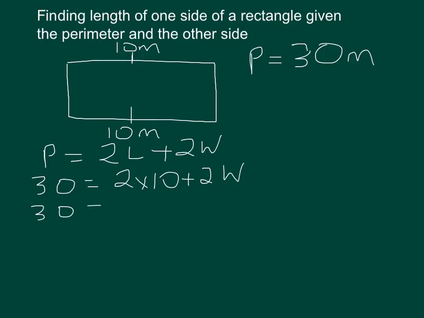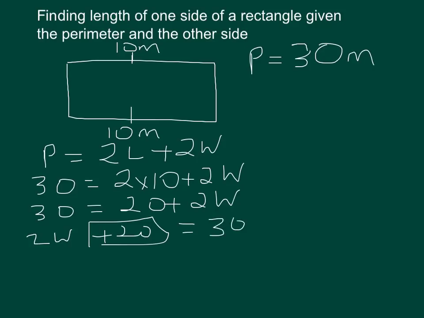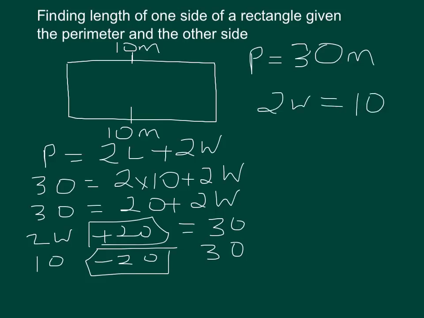So 30 is equal to 20 plus 2 times the width. So if we're going to try to find 2 times the width, 2 times the width was plus 20 to make 30, and so therefore, if we want to go backwards, 2 times the width is going to be minus 20 to get 2 times the width. 30 minus 20 is 10. So 2 times the width is equal to 10 metres, and therefore to find 1 times the width we divide both sides by 2. So the width is equal to 5 metres.